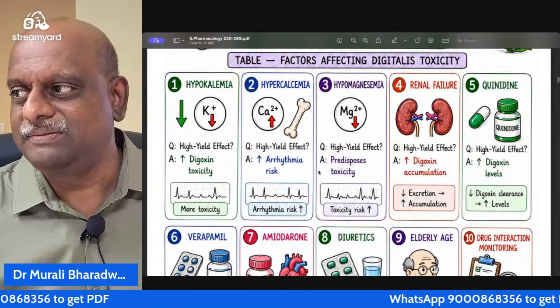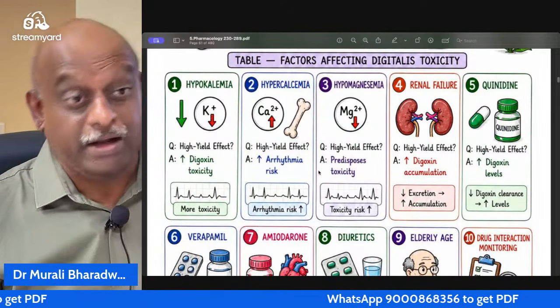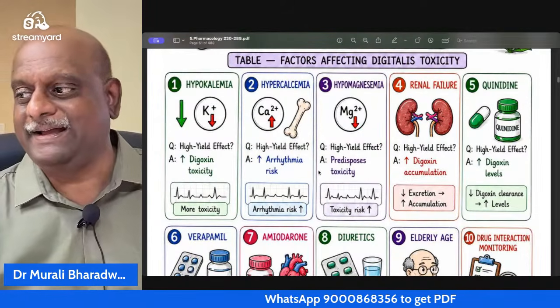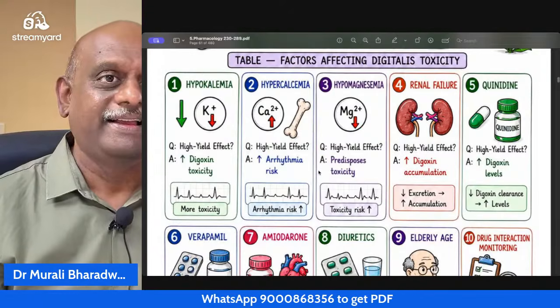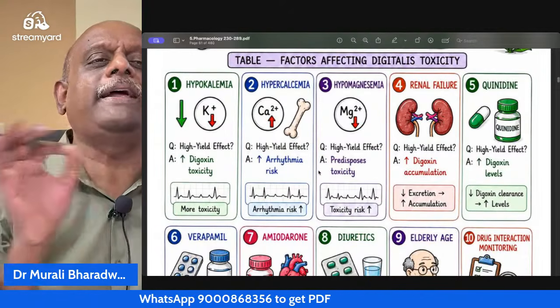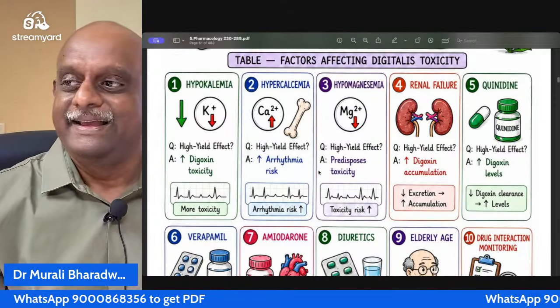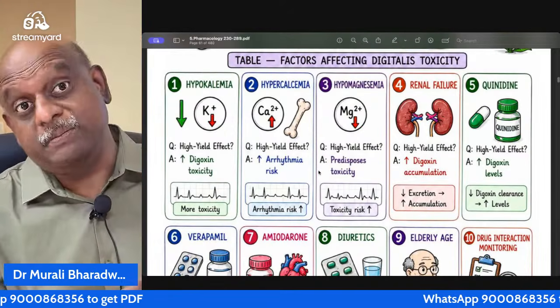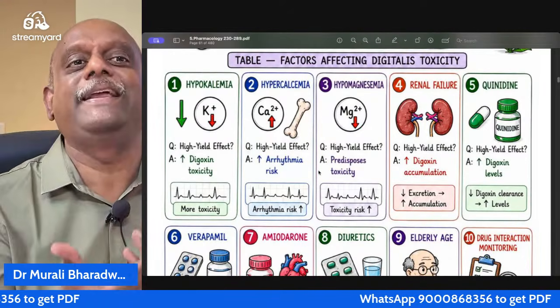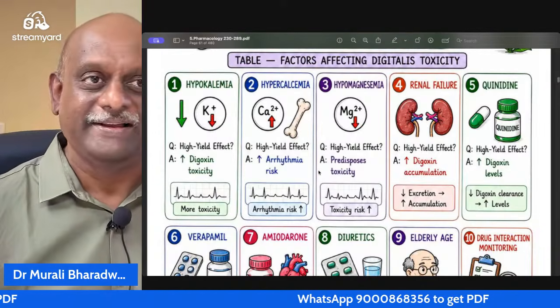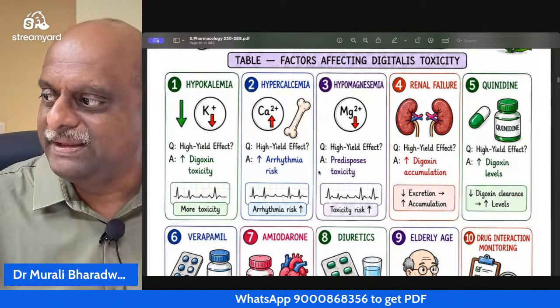Hypercalcemia leads to digoxin toxicity, but hypomagnesemia leads to toxicity. Only on this point, examiner will stretch you thin and cut you. Hypokalemia, hypercalcemia, hypomagnesemia lead to toxicity. Don't forget, you'll remember me in exam hall.